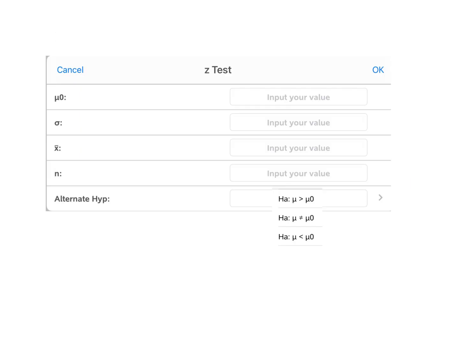Here's essentially what it will look like in your TI Inspire. It's going to ask you for mu sub 0, which is the mu from the null hypothesis. And you're going to have to plug in sigma, the sample mean, and the sample size. And then for the alternate hypothesis, there's a little drop-down menu, and you're going to choose whether mu is greater than, not equal, or less than mu sub 0, which again is the mean from the null hypothesis.